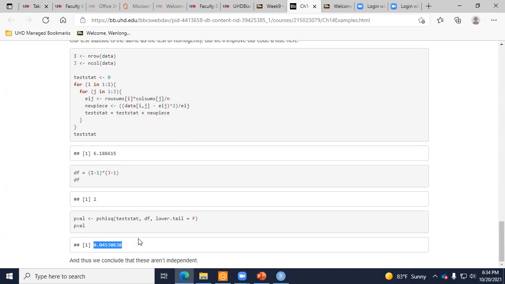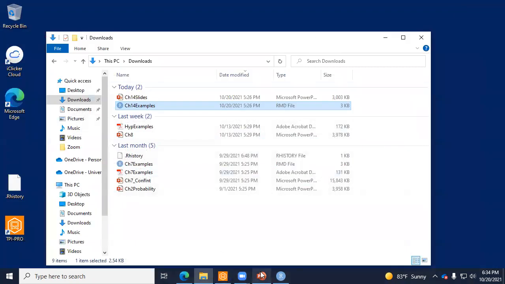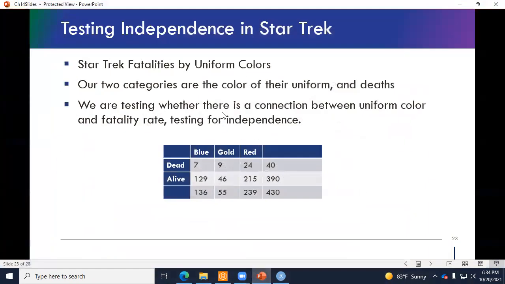This p-value is less than 0.05, so we reject the null hypothesis and conclude that they are not independent. Okay, so I think that concludes our lab and the material for the chi-square test.